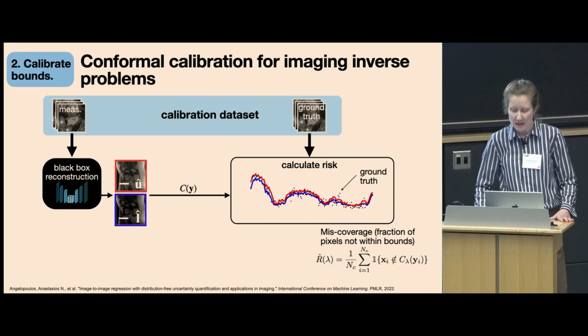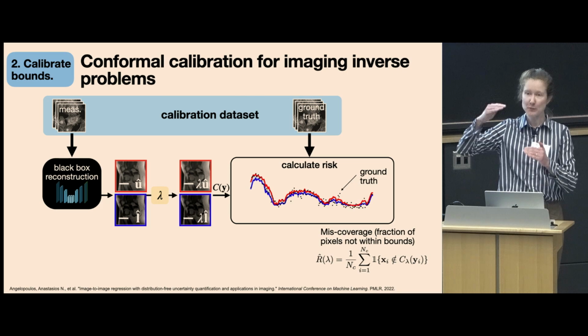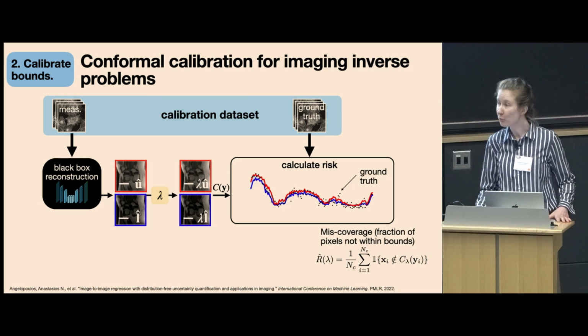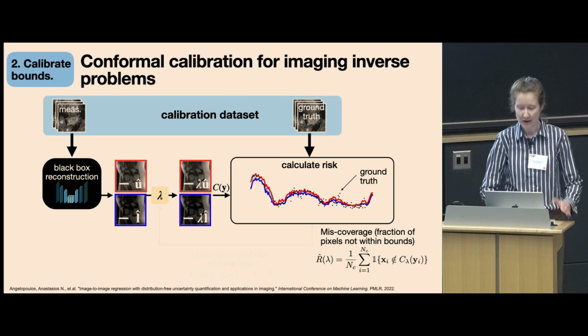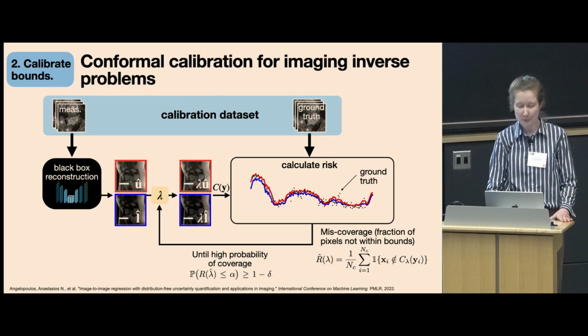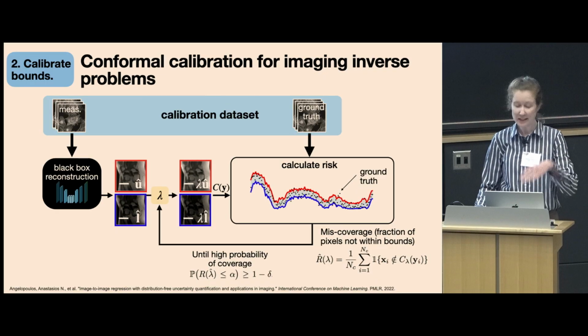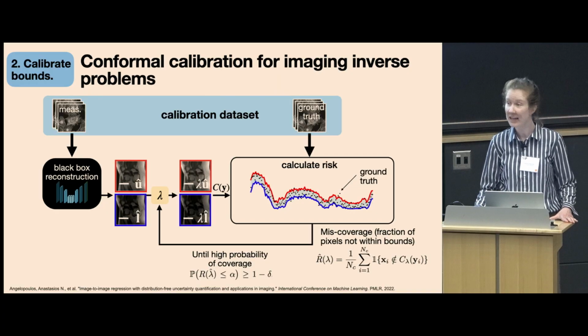And so the goal here is to say, let's actually change these bounds. Let's make them a little bit bigger, a little bit smaller, until we have the appropriate coverage. Say we want to have 90% of all the ground truth lie within those bounds. So you can scale these bounds a little bit until you achieve coverage. And then during test time, with a high probability, you will have coverage on new unseen data.